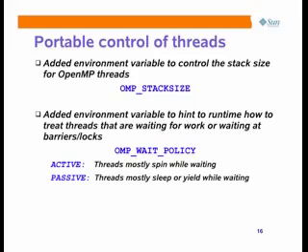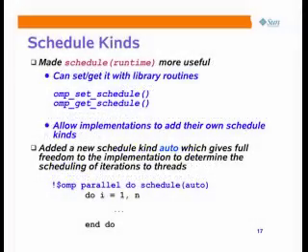Schedule runtime is now more useful. You can actually set it and get it via runtime calls, not just an environment variable. And a new schedule kind was added, the auto schedule kind. So you can have your parallel do loop, for example, and say my schedule is auto. And what this does is it gives the implementation full freedom to decide how to schedule the iterations onto the threads.